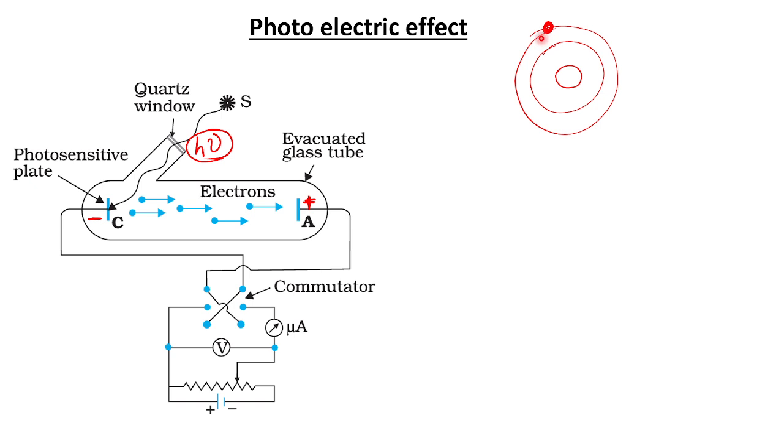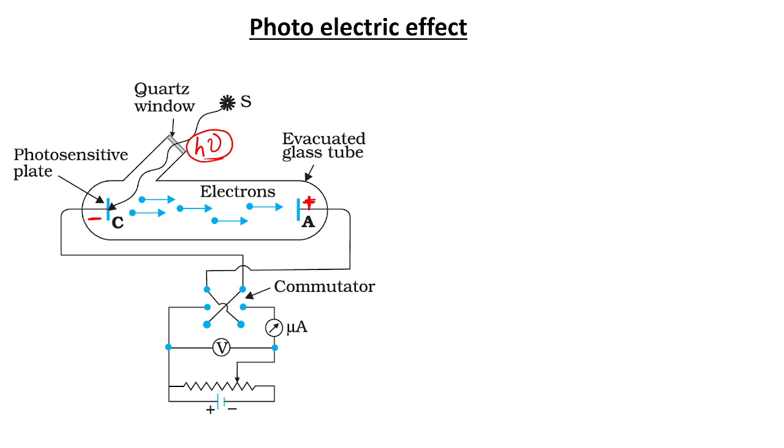It will be knocked out, separated from the atom. As a result, the electron separated from C will move towards A because its polarity is positive. Because there is an attraction, the electrons move towards A. So the energy must be sufficient. The photon must have sufficient energy to remove the electron from the atom. Understood? Clear? Yes, sir.